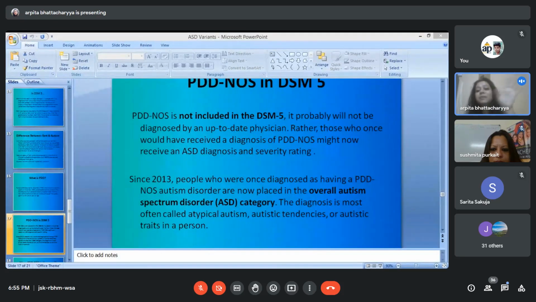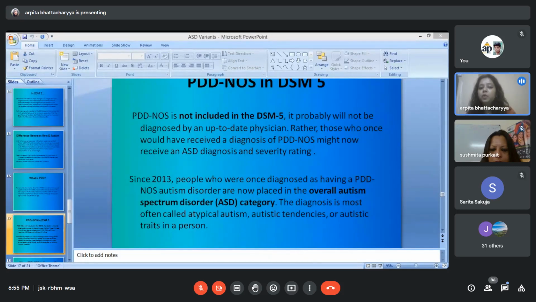Yes, but not specified, not otherwise specified. We cannot specify exactly what is the condition, but the child is having features of PDD, but cannot be scored. So this is how these children are placed under PDD-NOS. It used to be placed in DSM-4. Right now in DSM-5, they will come under ASD, Autism Spectrum Disorders, maybe with less severity. The severity will be less.